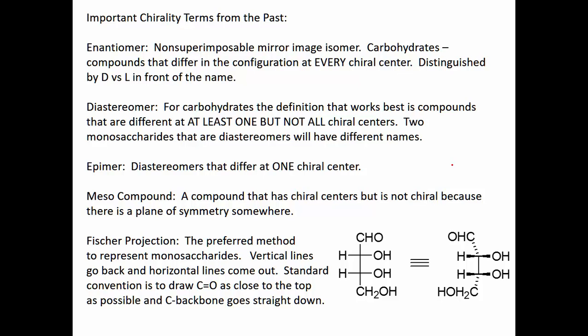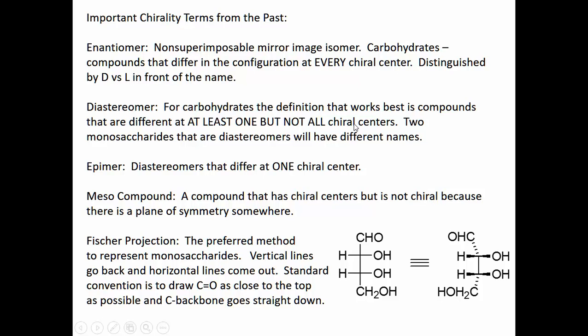Okay, so an enantiomer technically is a non-superimposable mirror image isomer, but in carbohydrates we're going to look at them as being compounds that differ in the configuration at every chiral center. Okay, and they're going to be distinguished by a D versus L in the front of the name. Okay, we'll look at what that means on the next slide. A diastereomer, and for carbohydrates the definition that works best is that they are different at at least one, but not all of the chiral centers.